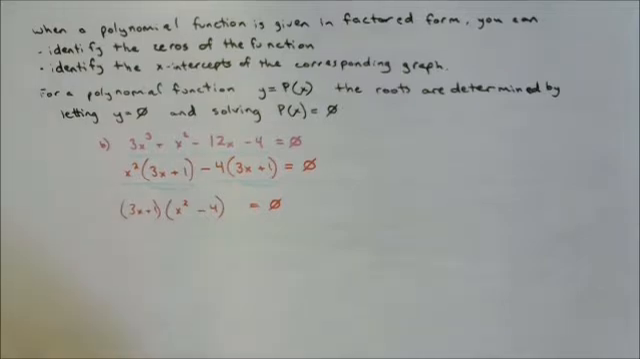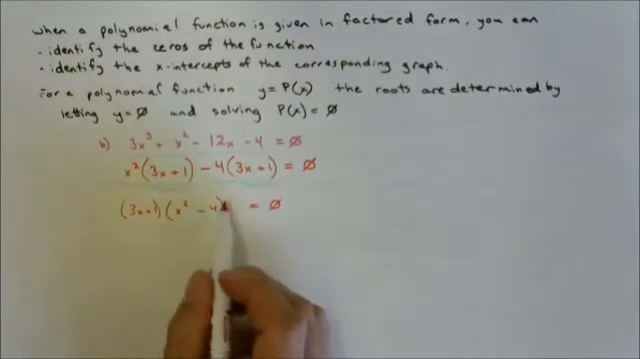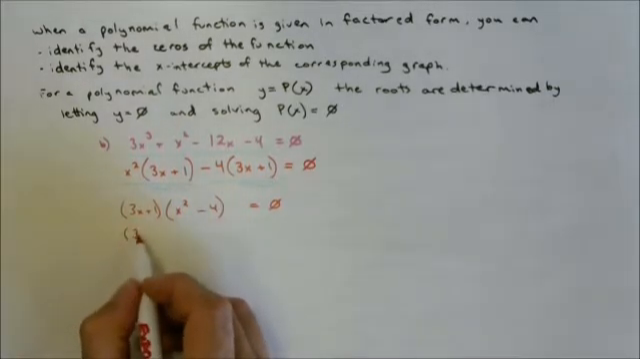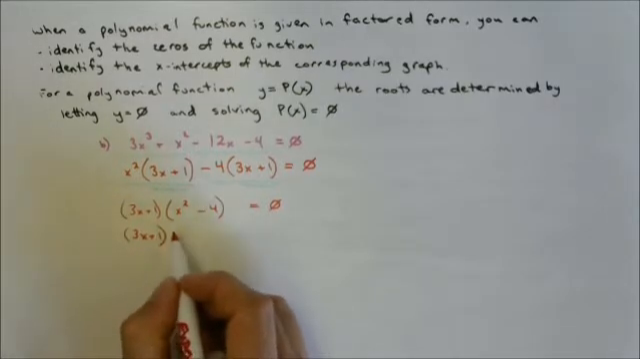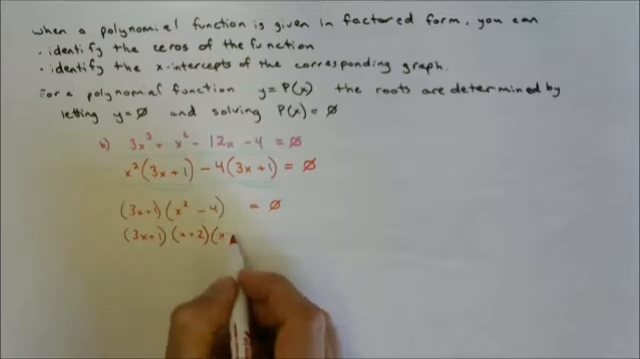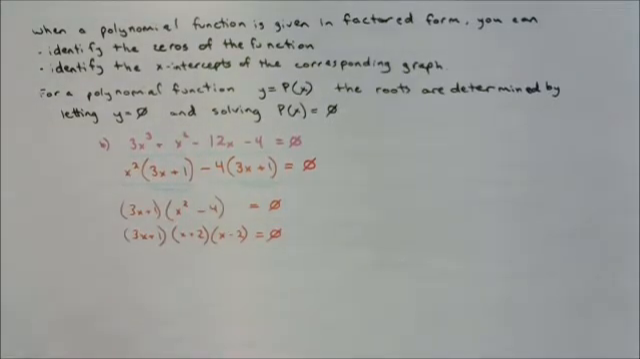Still set equal to 0. And now I can see, what do I have here? Difference of squares, which I can factor into the product of a sum and difference. It becomes x plus 2, x minus 2. It equals 0. There's my 3 factors.